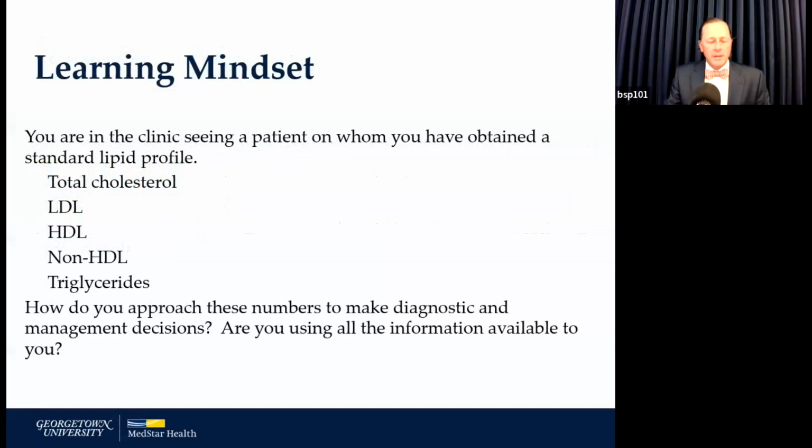Right now, you're sitting in the clinic and you're seeing a patient in whom you've obtained a standard lipid profile, simple total cholesterol, an LDL, an HDL, a non-HDL, and triglycerides. I'll bet when you look at that, you see the LDL and you don't see much else, if you're like most of us. So the question is, how do you approach these numbers to make diagnostic and management decisions? And are you using all that information as well as you could?